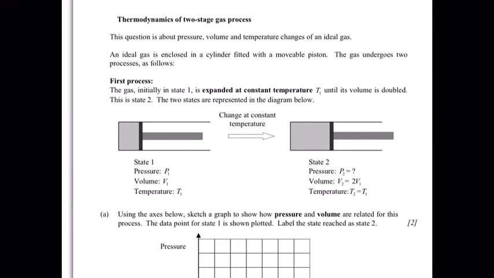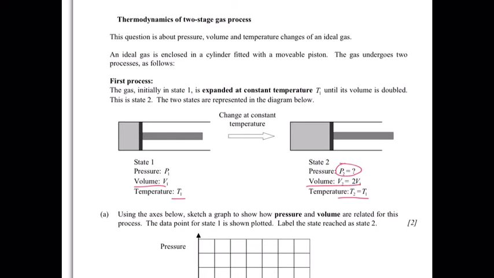Question 2 is about thermodynamics, and there's a lot of information given in the question. The key things to note are that the volume doubles from state 1 to state 2. It doesn't tell us what happens to the pressure, but we do know that it's an ideal gas and that the temperature is the same in both cases.